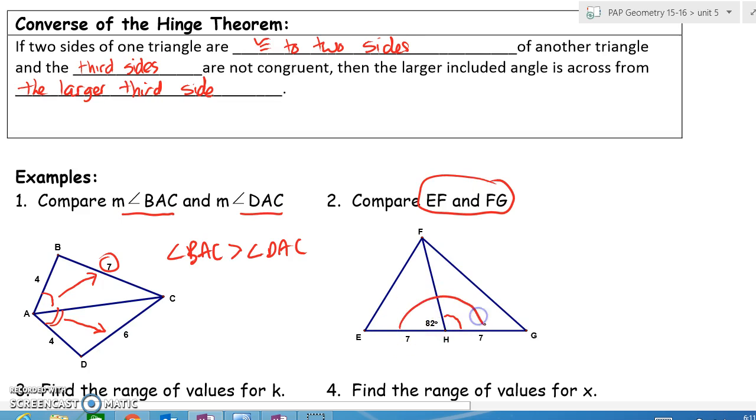And before we can compare these two, we need to know what this angle here is. Hopefully you can see that this is a linear pair, and so to get the other side we're going to do 180 minus 82, which is going to leave us with 98 on this side. So now let's compare this side to this side. And clearly 98 is the bigger angle, which means this side is going to be bigger. So GF is going to be greater than FE.